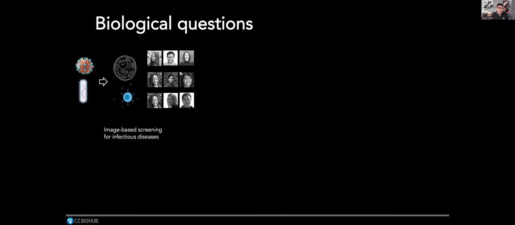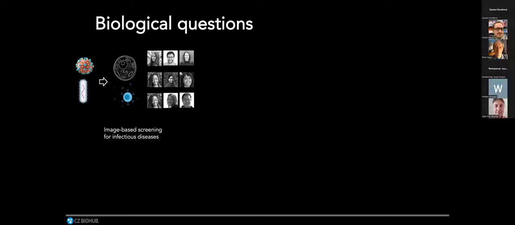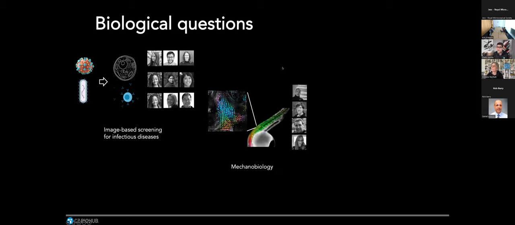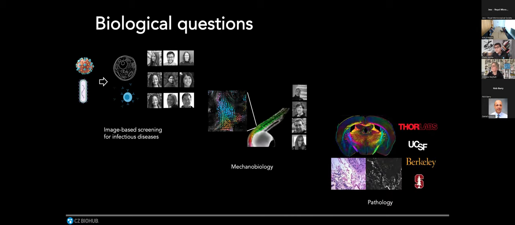There are a few biological questions or topics that guide a lot of the development we do. And as I was telling Kitty, we are situated in a very collaborative environment, so the technology development happens in tight feedback with some of these questions. Our current focus is on image-based screening for infectious diseases. We have a very strong research program in infectious diseases. Another area where we see a lot of synergy and excitement for the types of measurements I'm going to talk about is mechanobiology. And lastly, also pathology. These tools I'm going to talk about have really broad application.